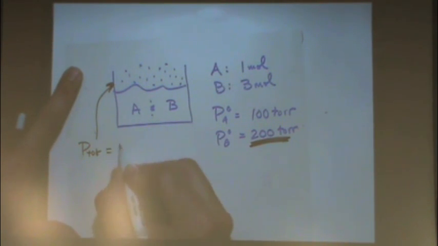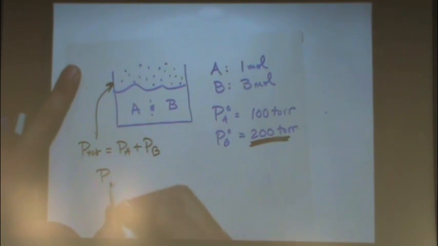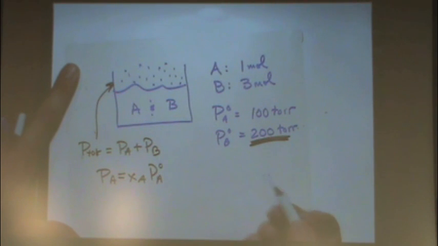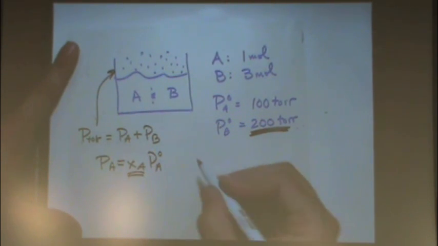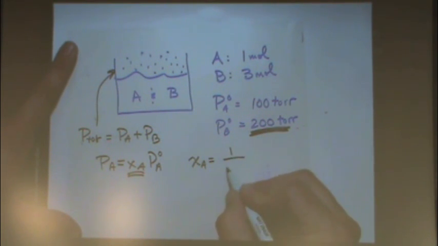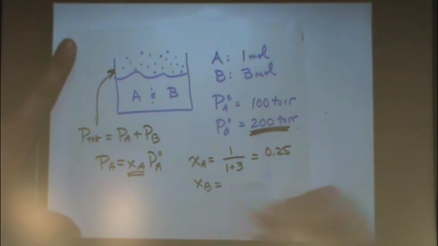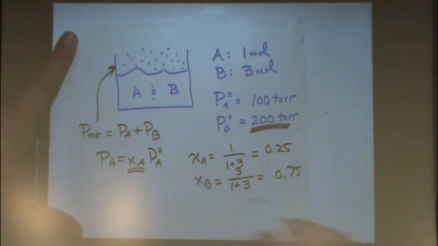Well, I know that P total would be the partial pressure of A plus the partial pressure of B. The partial pressure of A is the mole fraction of A times the pure pressure, and you could write the equivalent for B. So I need the mole fractions to get this. The mole fraction of A is the moles of A divided by the total moles, 1 plus 3, or 1/4, or 0.25. The mole fraction of B would be the moles of B divided by the total moles, which is 0.75.